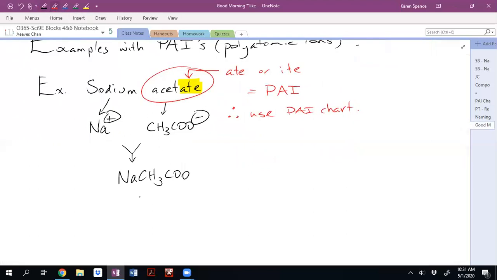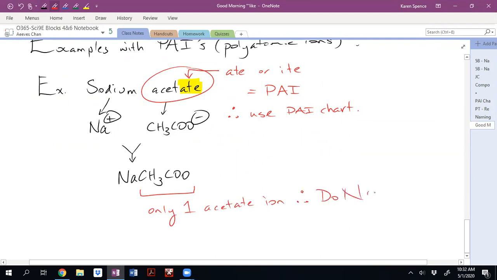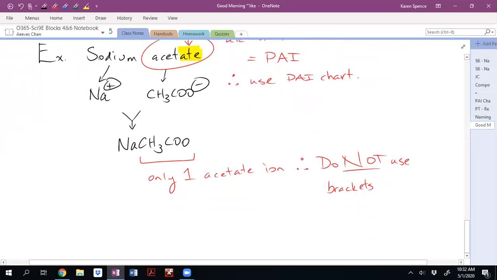And I want you to take notice, there is only one acetate ion, and therefore we do not use brackets. We'll see brackets in the next example. Some people get really excited about the brackets and they want to put brackets around everything. So we're only going to use them when we have more than one of a polyatomic ion. Here we have only one polyatomic ion, so do not use the brackets.